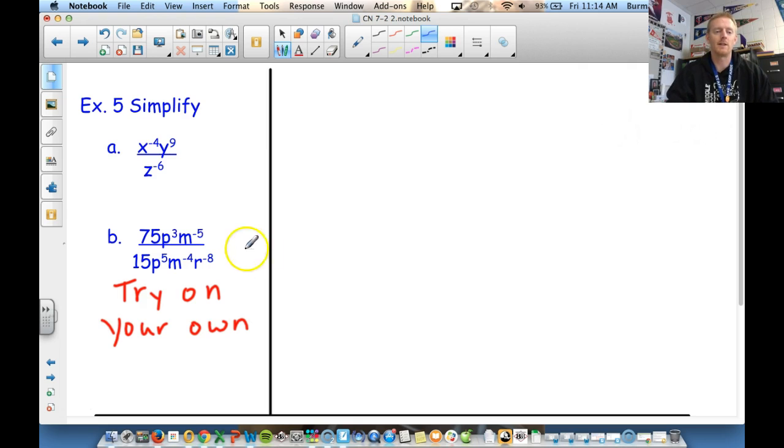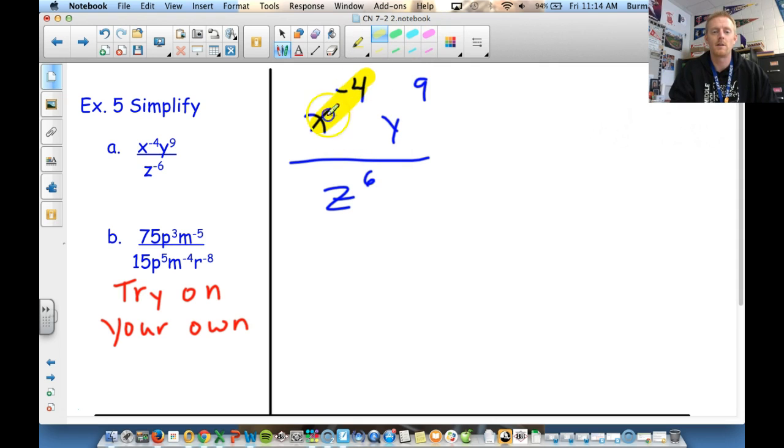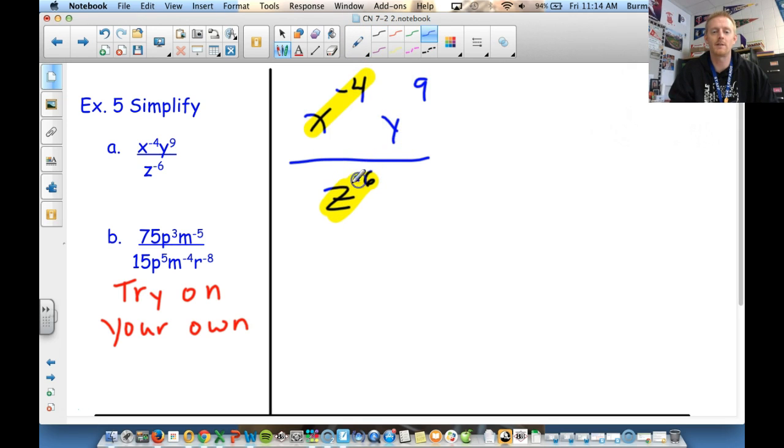So in example A that we will do together, the things that we're going to move from either the numerator to the denominator or the denominator to the numerator are going to be my negative exponents. So I have this guy needs to move, and I forgot to write down the other one. We'll get it here just a second. And the z to the -6 also has to move.